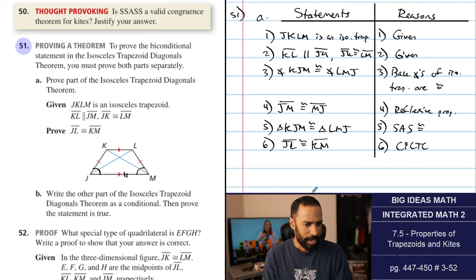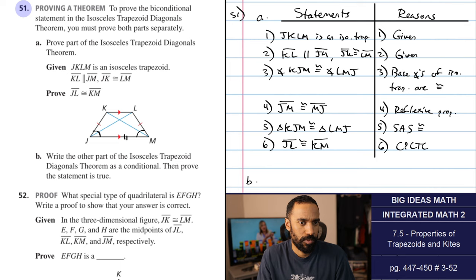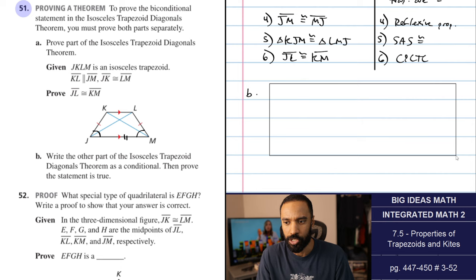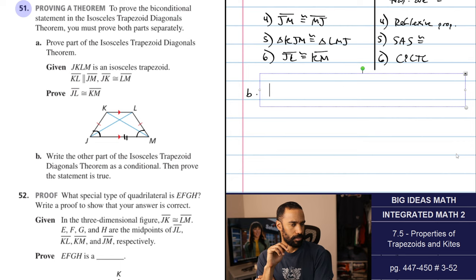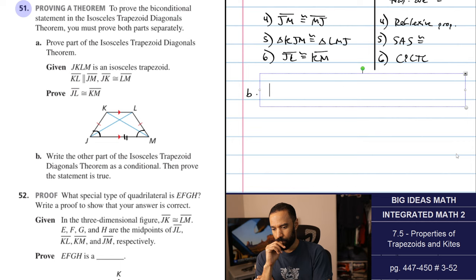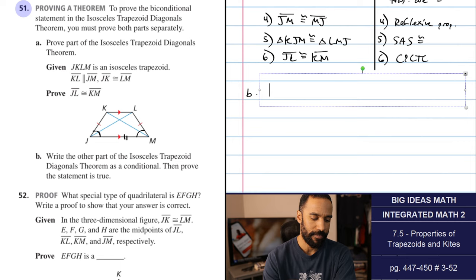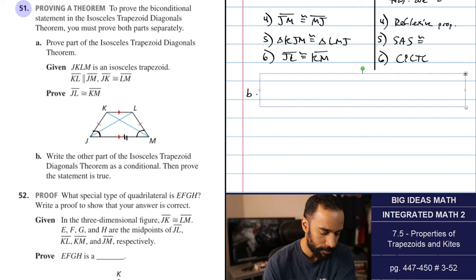Now part B, we have to write the other part as a conditional, then prove the statement is true. So the biconditional statement says, if it's an isosceles trapezoid, the diagonals are congruent. Write the other part as a conditional, then prove the statement. I think they're saying, as it's a biconditional, let me think about it. So I believe it's: the diagonals are congruent if and only if it's an isosceles trapezoid.